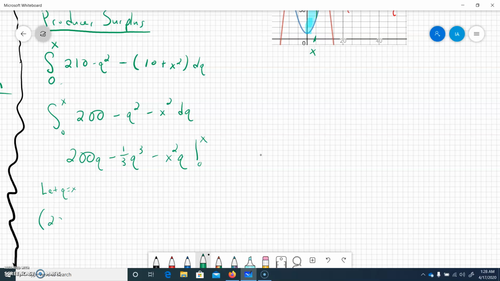So we'll plug that in. We'll have 200x minus 1/3 x cubed. And if I plug in x over here, I'll have minus x cubed. And I'll have minus, and I'm going to let q equal 0. So it's going to be 0 minus 0 minus 0, which I can just cross out.